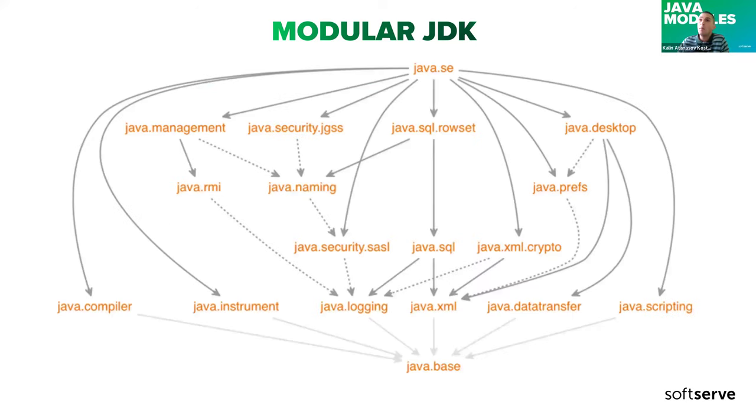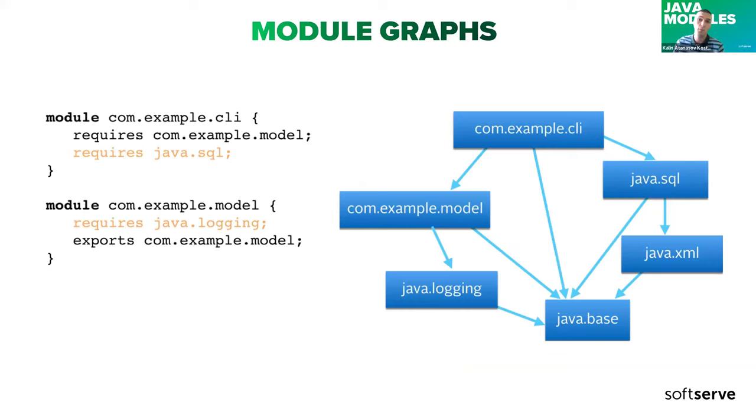Here, for example, we have a visualization which displays the logic of breaking the runtime jar into modules. You can try to imagine how difficult that is for implementation. And this is actually a visualization of a module graph. Speaking of which, I'll make a small example. In this example, we have two modules, com.example.cli and com.example.model.